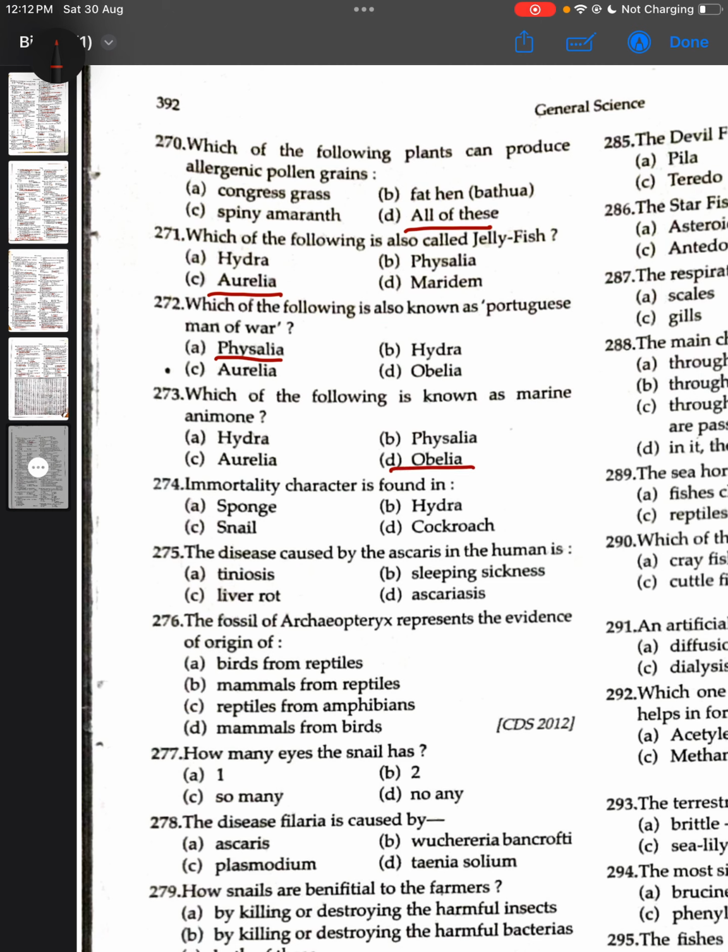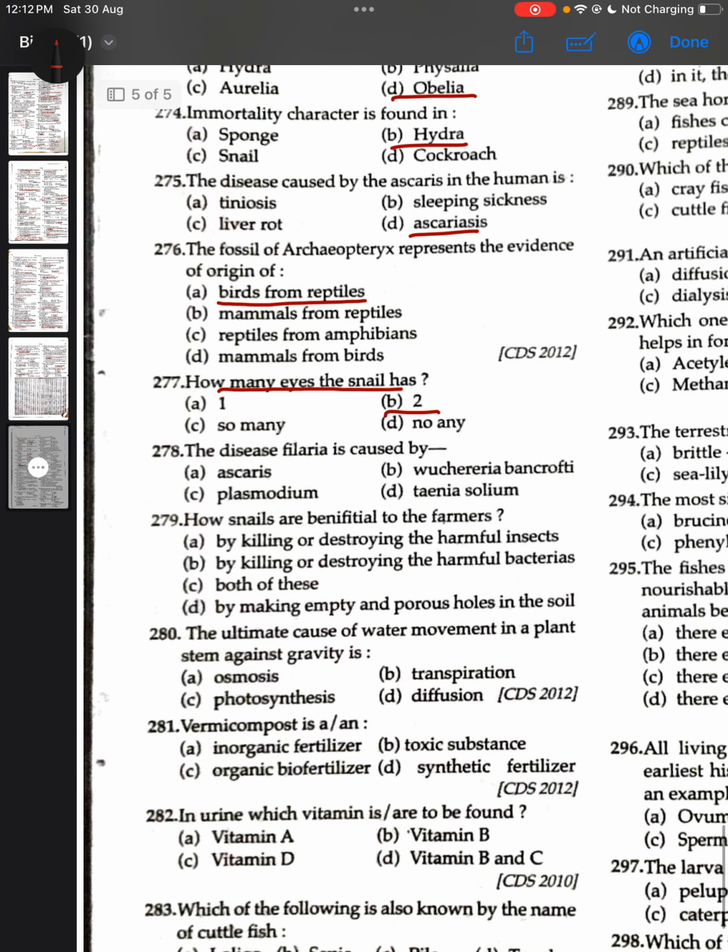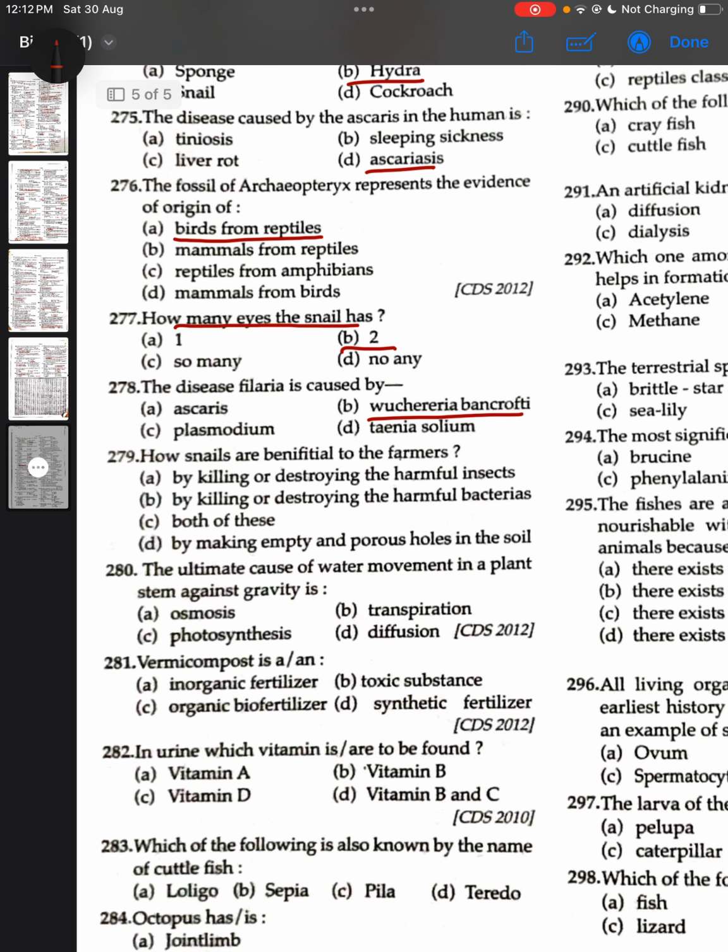Immortality character is found in Hydra. The disease caused by Ascaris in humans is Ascariasis. The fossils of Archaeopteryx represent the evidence of origin of birds from reptiles. How many eyes does the snail have? Two. The disease filaria is caused by Wuchereria bancrofti. How are snails beneficial to farmers? By making empty and porous holes in the soil, which improve the air circulation.